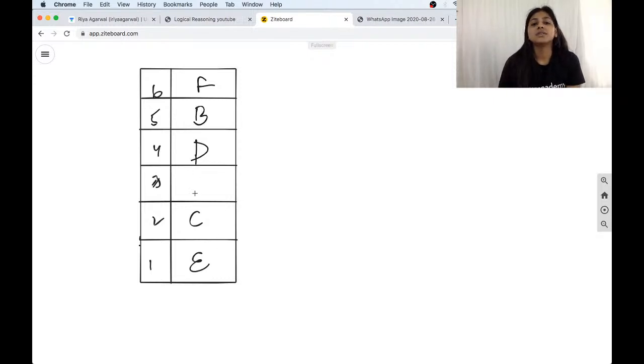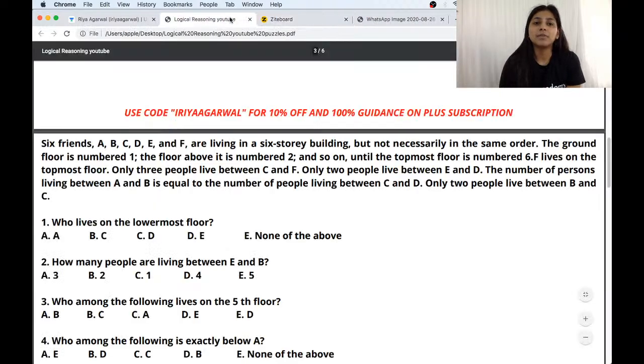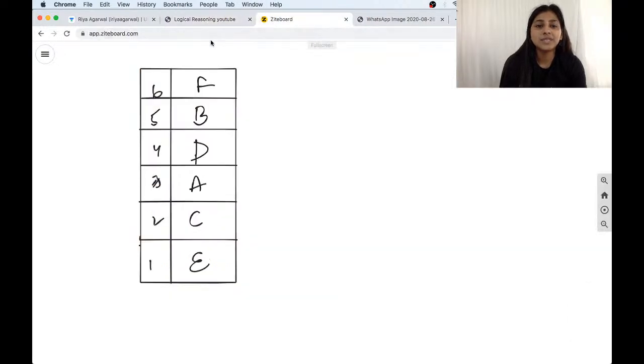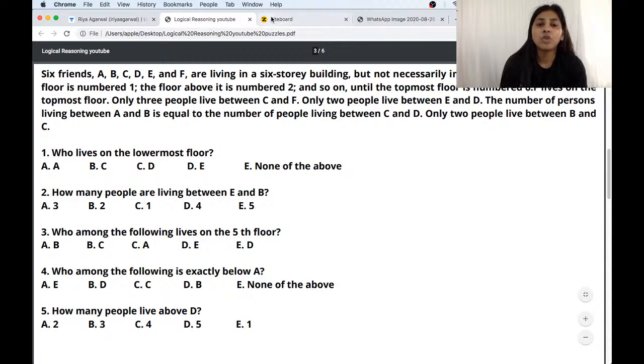Okay, so B is here and A is here. That's it. We have the complete arrangement. We can answer the question. Who lives on the lowermost floor? It is E. How many people are living between E and B? There are 3 of them. Who among the following lives on the 5th floor?